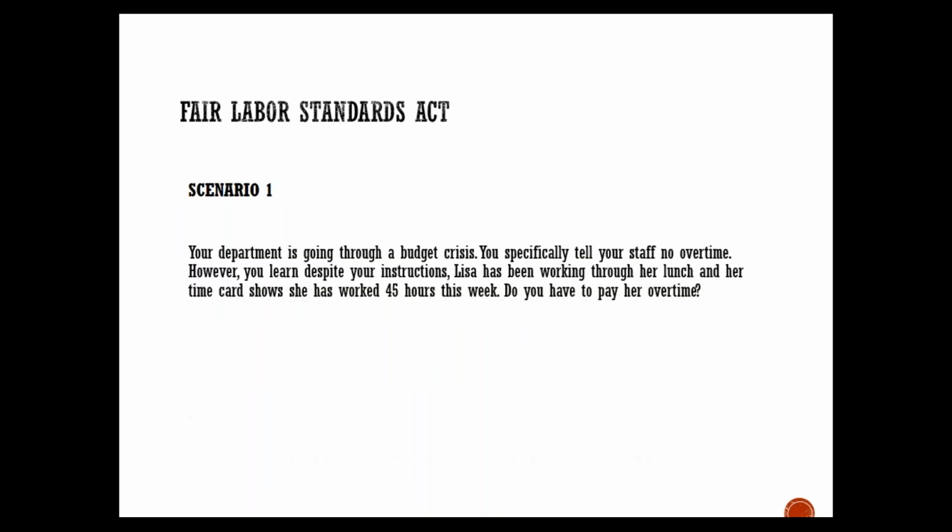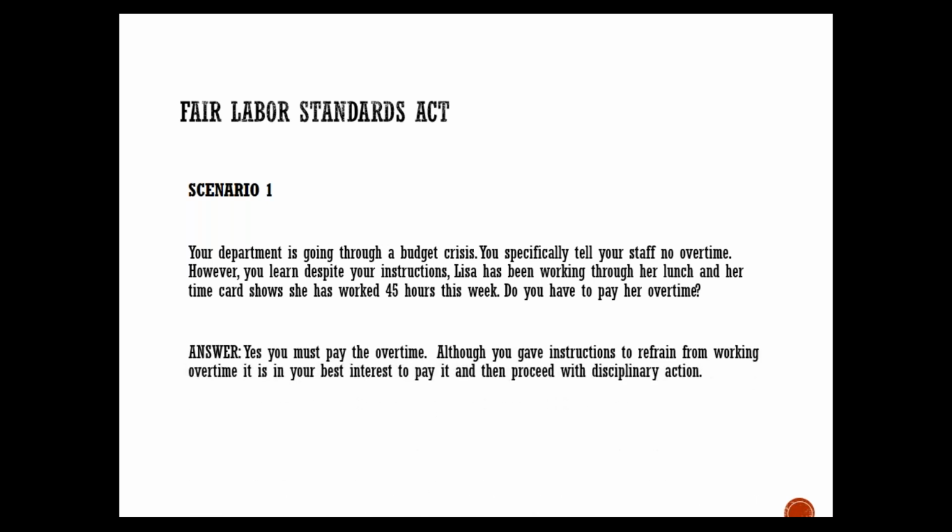So here's scenario 1. Your department is going through a budget crisis. You specifically tell your staff no overtime. However, you learn despite your instructions, Lisa's been working through her lunch and her time card shows she's worked 45 hours this week. Do you have to pay her overtime? The answer is absolutely. Even though you've instructed them not to work overtime and they do it without approval, you still must pay the overtime, okay?